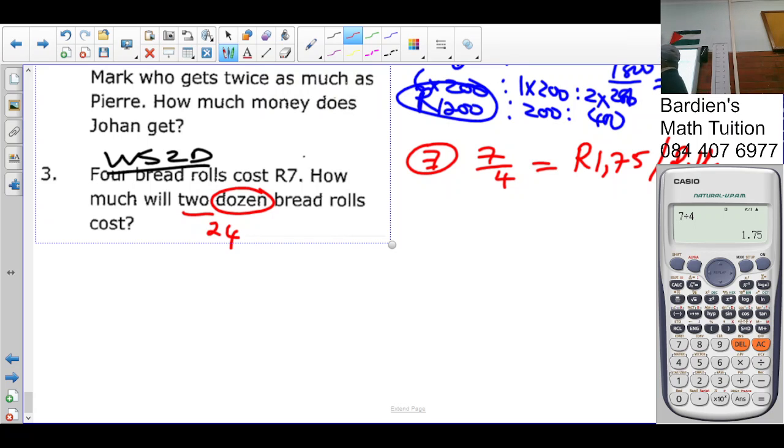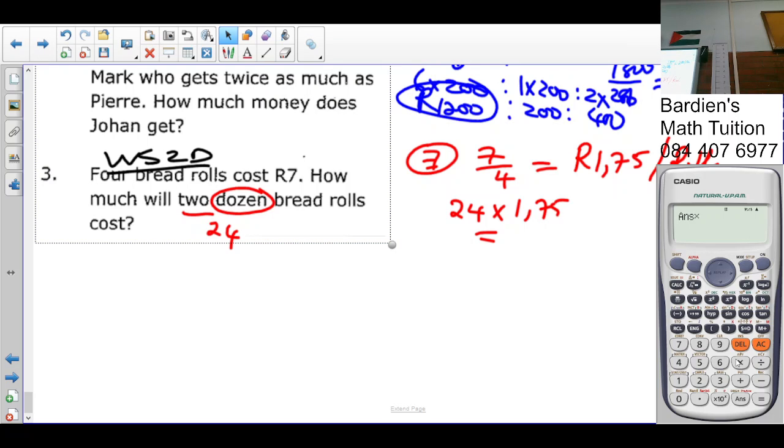You see? 2 dozen. So listen. The roll costs 175 cents. So it's 24 times 175 cents. Going to give us 42. That's 42 rand.